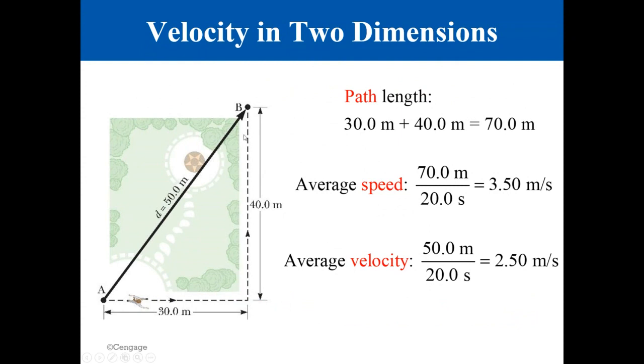So this is another illustration for the difference between displacement and distance. This is distance, which is 70 meters. This is displacement. So now average speed, if this motion occurred during 20 seconds, you will take the distance 70 divided by 20, it's 3.5 meters per second. And average velocity, you take the displacement 50 divided by 20, it is 2.5 meters per second.